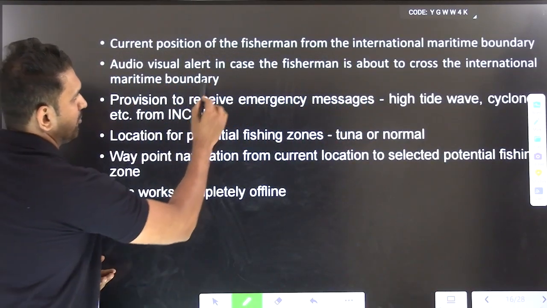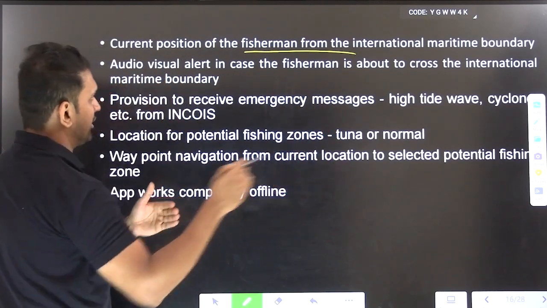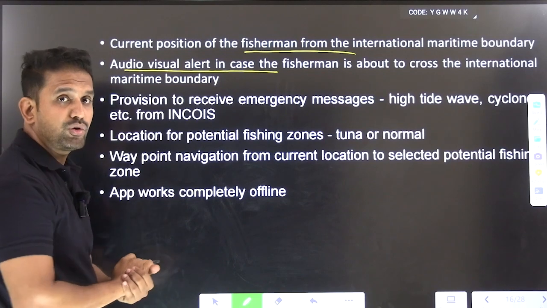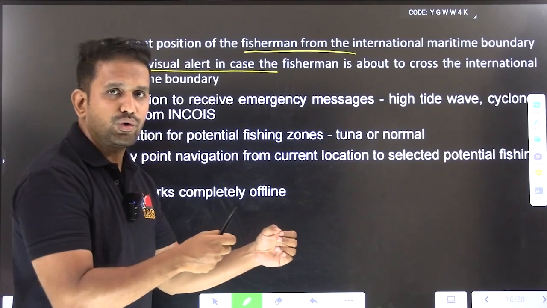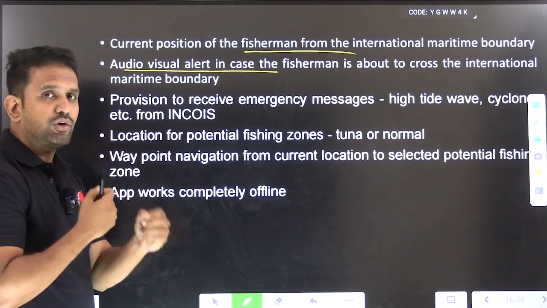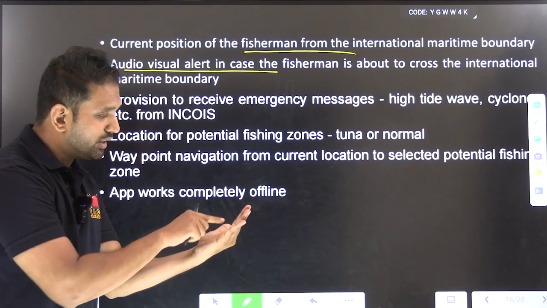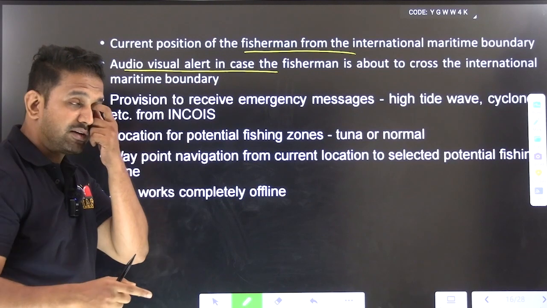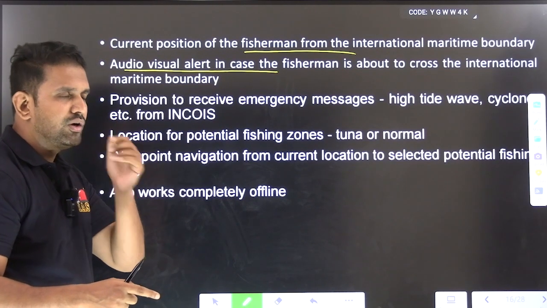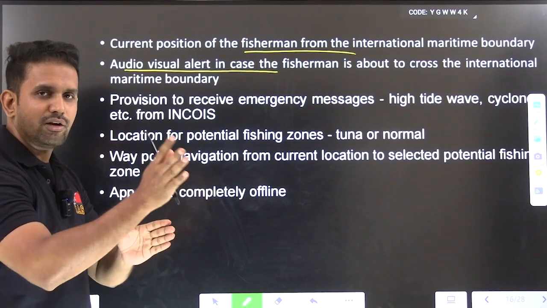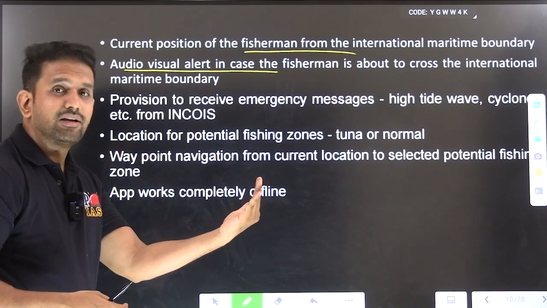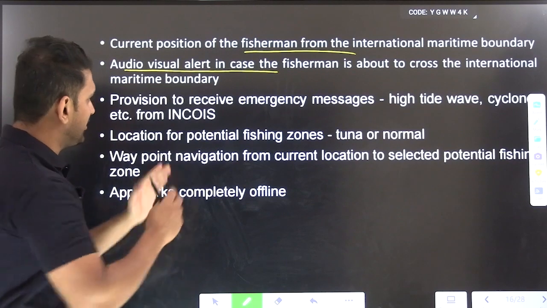The current position of the fishermen from the international maritime boundary, that also it will show. There is an audio alert when the fisherman is about to cross. So when you are about to cross, sound will come telling you not to go that way. Audio-visual means he can see on the mobile, okay, this is the international boundary, don't cross. Just like our GPS will tell you, go right, go left, take a turn. This is audio, and you can also see it on the mobile phone. So audio, visual, the same thing.